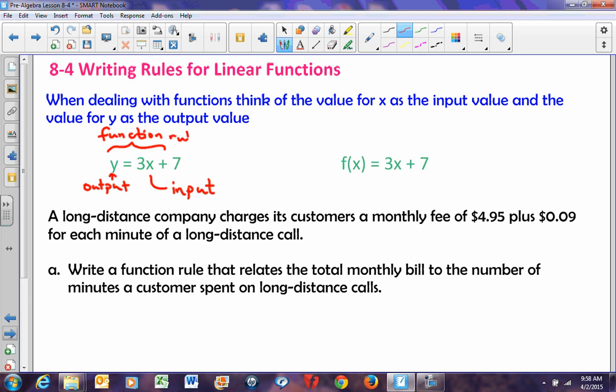And it doesn't matter if it is written in f of x form or y equals form. If it's written in f of x form, the f of x becomes your output, not your input. Okay, the f of x becomes your output. The x is still your input. And the entire thing is still your function rule.